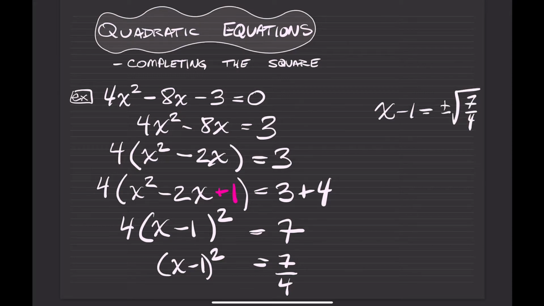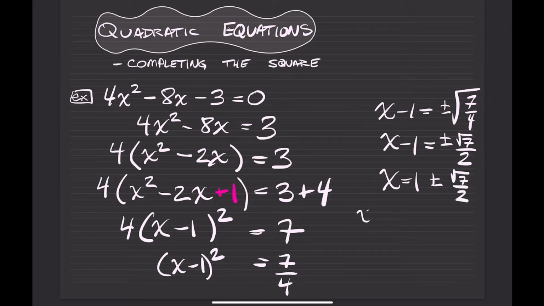So x minus 1 is equal to plus or minus the square root of 7 over 4. So that denominator we can simplify. It's really 2. And then we can add 1. So there are the two solutions: 1 minus the square root of 7 over 2, and 1 plus the square root of 7 over 2.